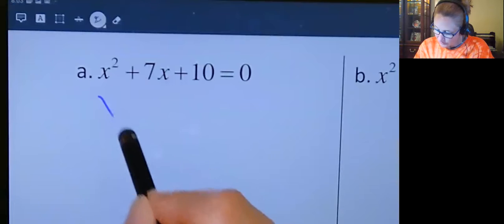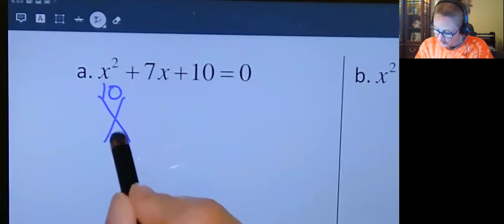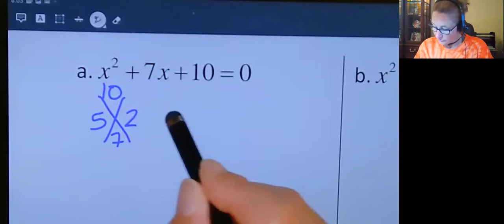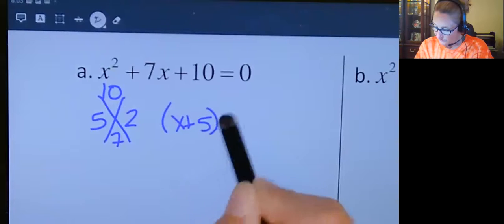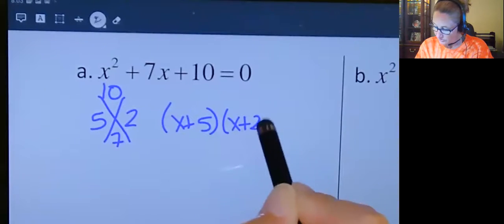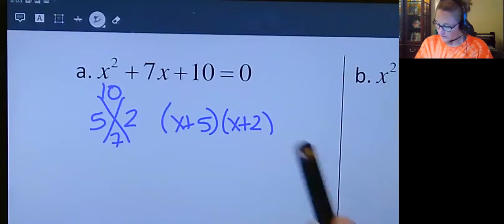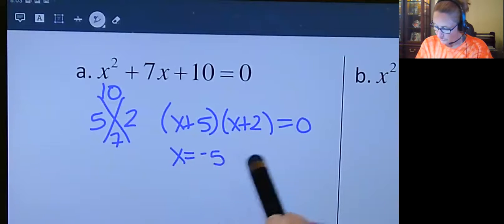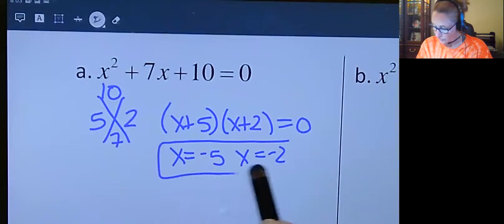So you can think of this one using a diamond. What multiplies to 10 and adds to 7, and that's going to be a 5 and a 2. So this answer is going to be x plus 5 times x plus 2 equal 0, that's the factors. And then you're going to set each of the factors equal to 0. So x equals -5 and x equals -2. And those are your two answers.